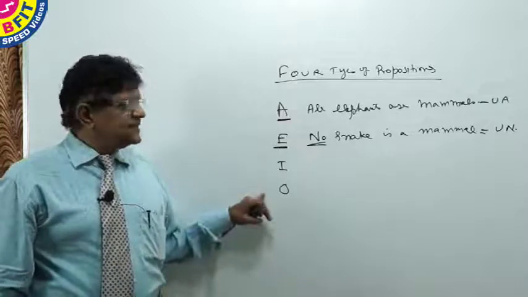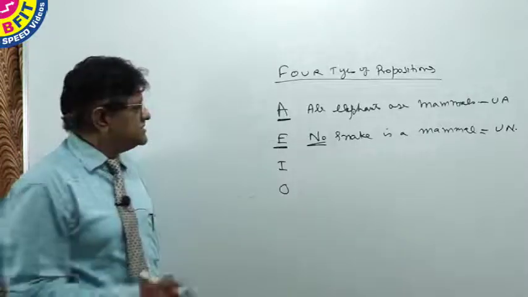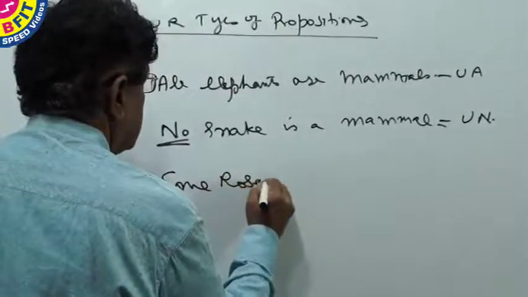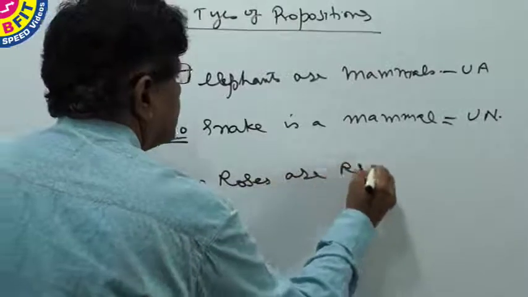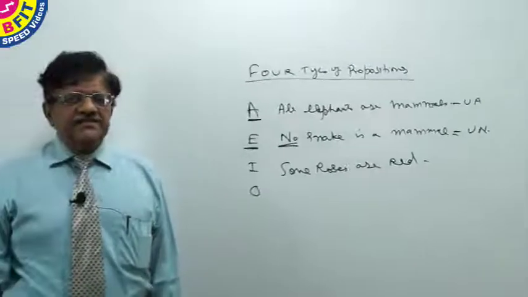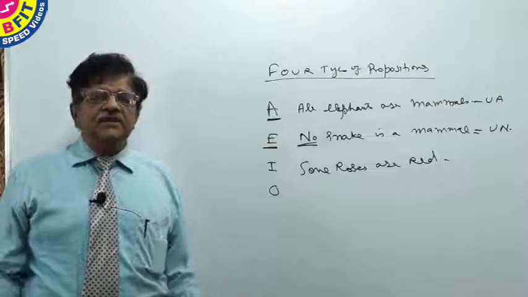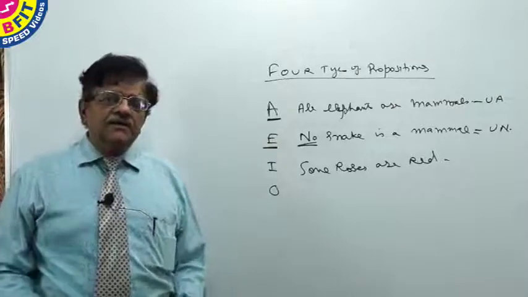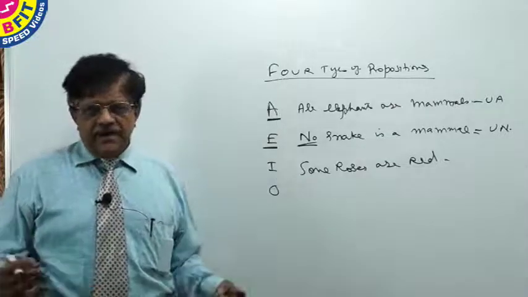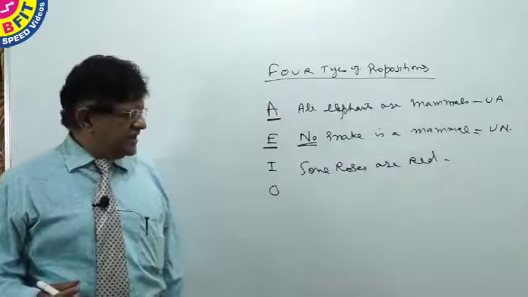Then there is the third type of statement called I-type of statement. What is the I-type of statement? Some roses are red. There is a very beautiful rose garden near Chandigarh. I recommend all of you visit it. If you go there, 30-40 acres of land, a lot of roses are there in all colors, in all hues. Red, blue, green, black, you name the color, they have a rose there.